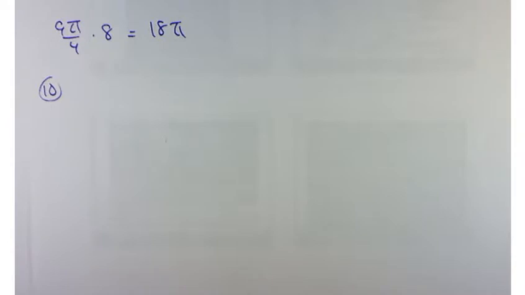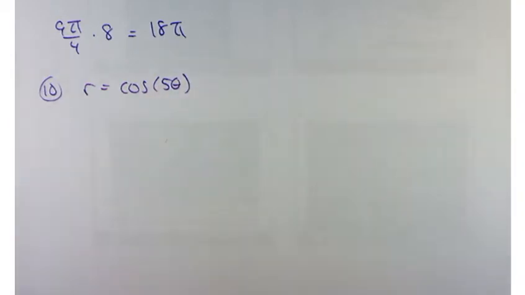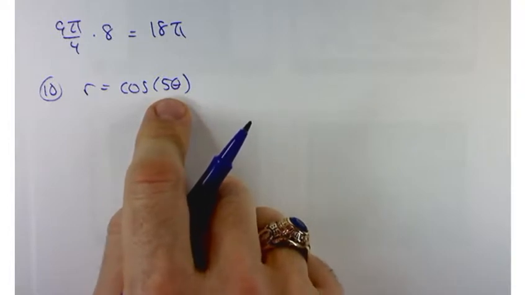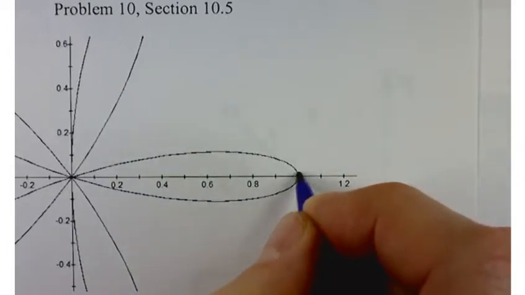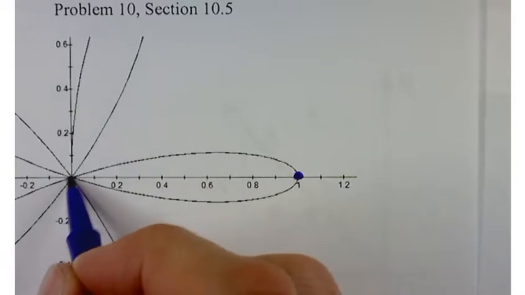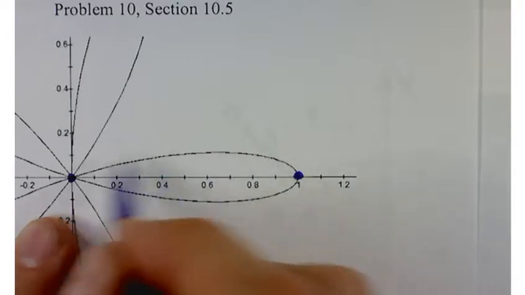Problem number 10, we want to try and find one petal of r equals cosine of 5 theta. How many petals would this have anyways? 5. And I've kind of zoomed in on one of them. Now the graph of cosine is going to start out at its furthest extent, and then it's going to come back in here. The question is, how long does it take before this point is going to make its way back to the origin?